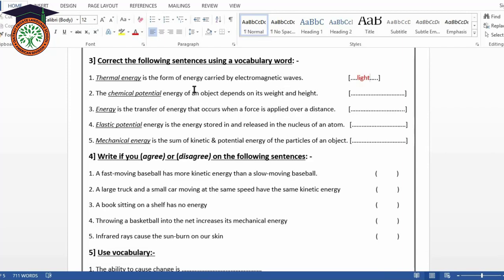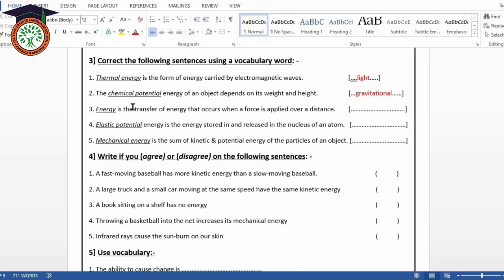Okay, question number 2. The chemical potential energy of an object depends on its weight and height. Weight and height, it's not the chemical, it will be gravitational potential energy. So the answer will be gravitational, not chemical.